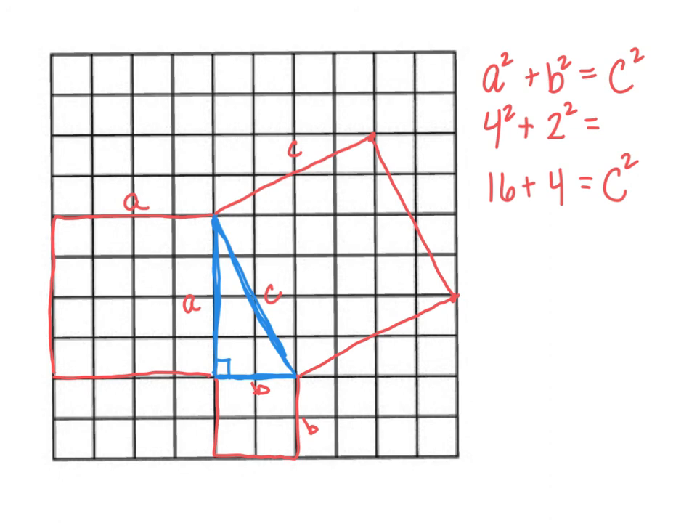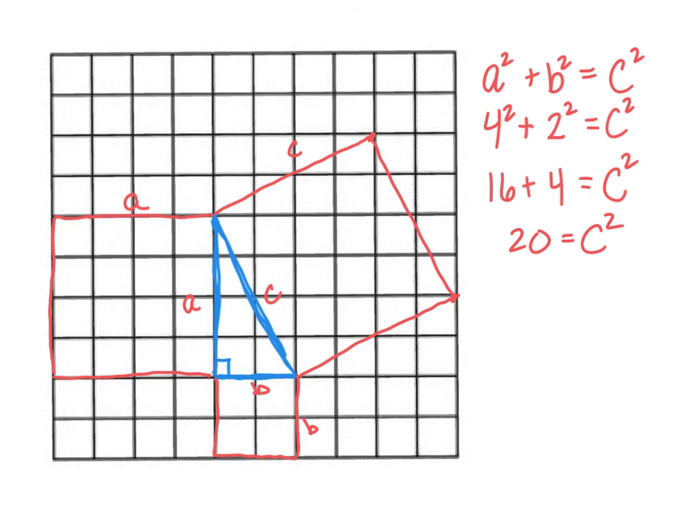Okay, well then we take what we know. We know that the area is found by one side times the other. 4 squared, we get 16. One side times the other, 2 squared, we get 4. And we don't know the side lengths of C. That's the whole point. That's what we're trying to find out. Let's add 16 plus 4. That's 20.